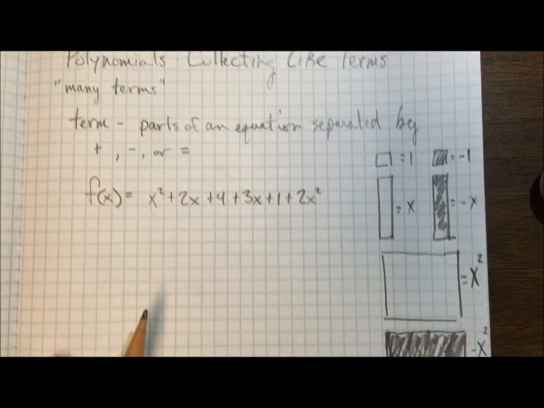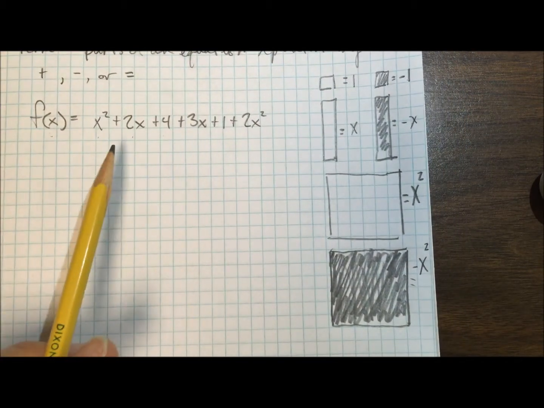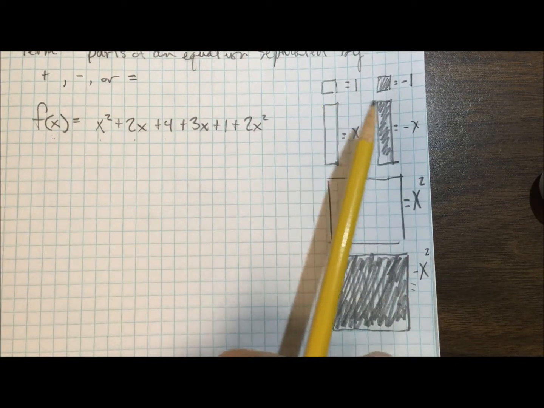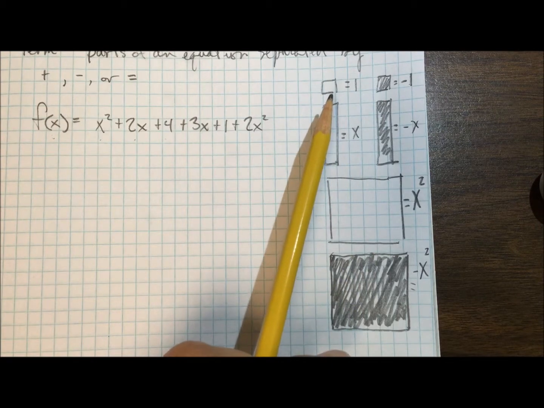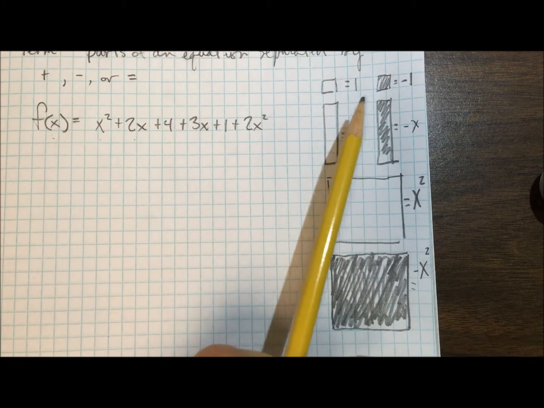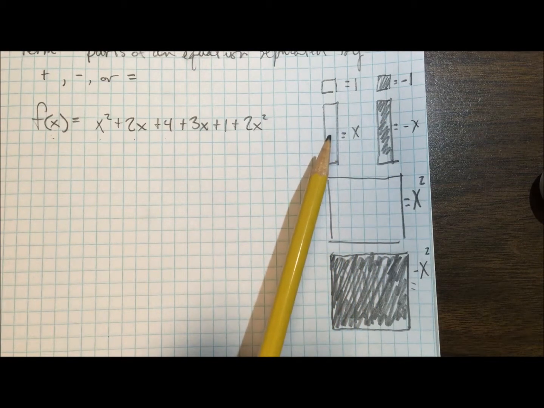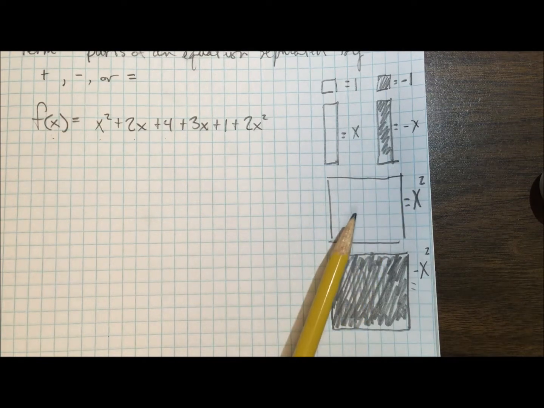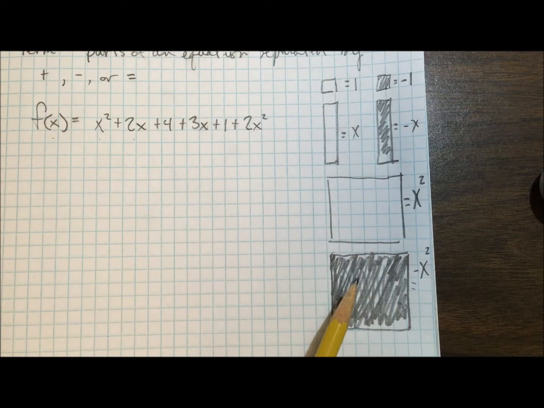Now what we're going to be doing today is simplifying this equation by collecting like terms. And let me remind you, we're going to use algebra tiles to help us understand what we're doing. So remember that a small square equals 1, and a shaded square equals -1. A rectangle is x, and a shaded rectangle is -x. A large square is x squared, and a shaded large square is -x squared.